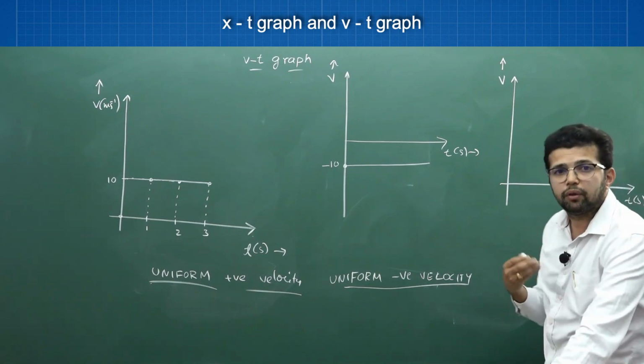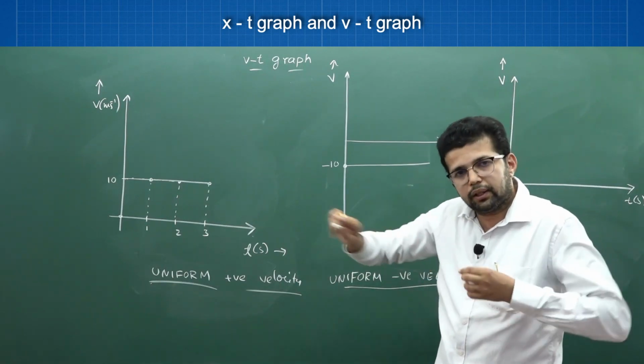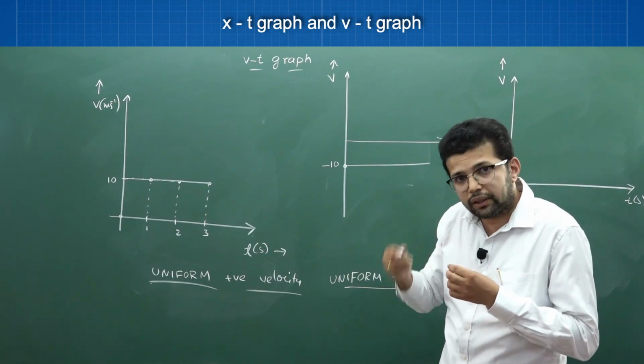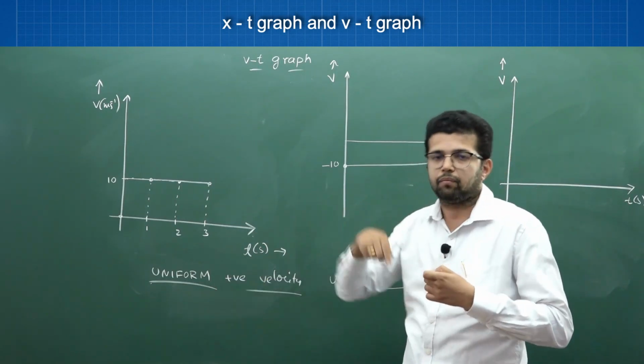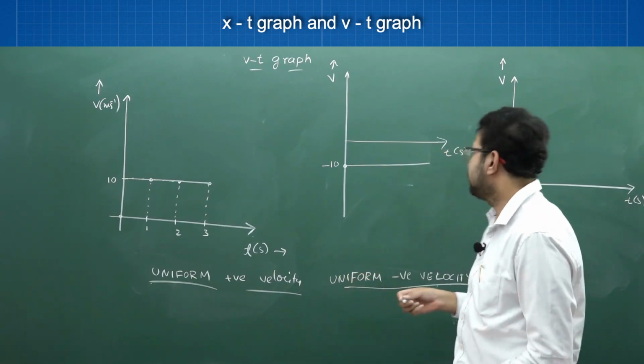So, what do we mean by uniform positive acceleration? If the velocity is increasing, then we know that it is positive acceleration. If the velocity is increasing at a constant rate, then we call it uniform positive acceleration. We will see what it is.